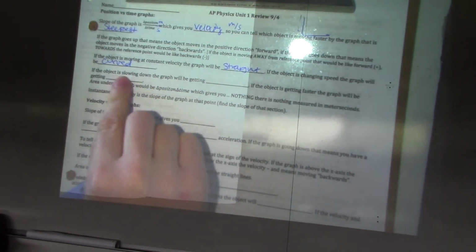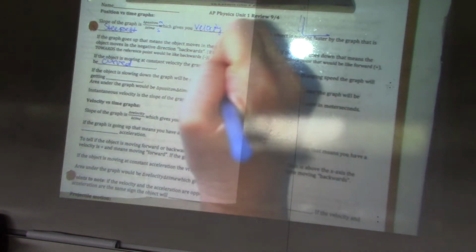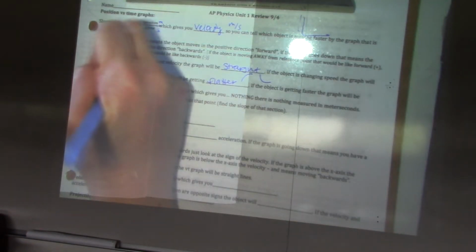What that looks like if it is slowing down, so slowing down would be getting flatter, something like this or this, and if it is getting faster, then the graph would be getting steeper, something like this or this.